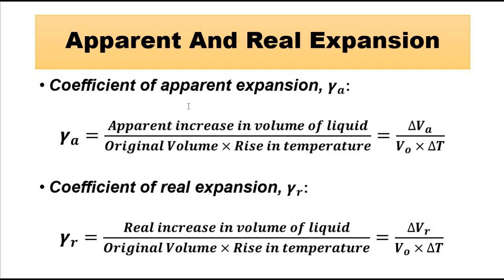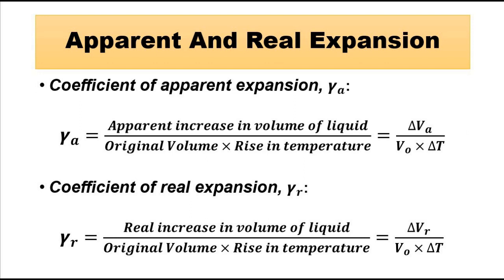If we have to define them, express them in the form of a formula, apparent expansion will be the apparent increase in volume of the liquid divided by the original volume and the rise in temperature. It is expressed as increase in volume, that is apparent volume, divided by initial volume. Let's say the initial volume is V0 and the change in temperature is represented by delta T. And real expansion is the real increase in volume of liquid divided by original volume and rise in temperature.